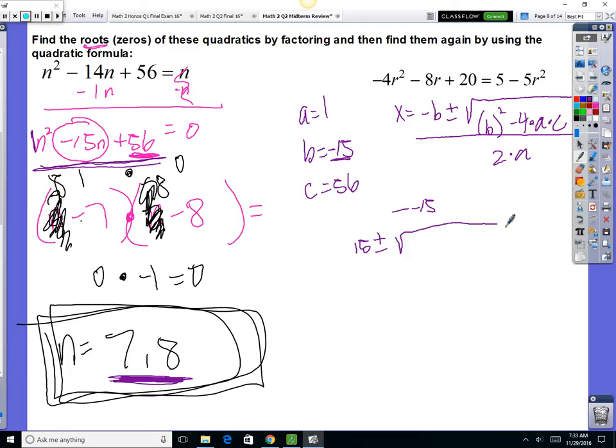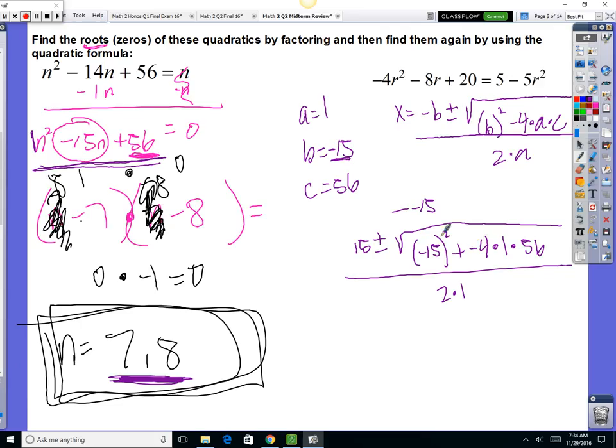Plus or minus the square root. Put b in parentheses, so let's go parentheses. B is negative 15, parentheses squared. And I'm going to change this minus to a negative, so I'm going to go plus a negative 4 times a 1 times c 56. And that whole thing is divided by 2 times a.